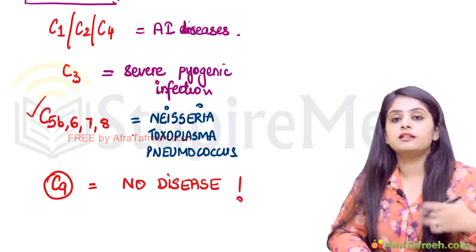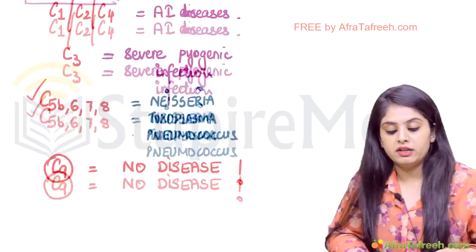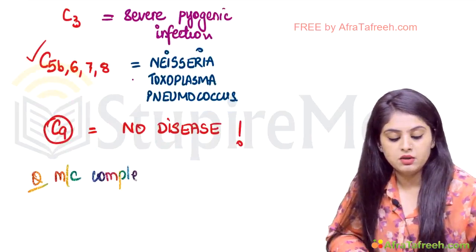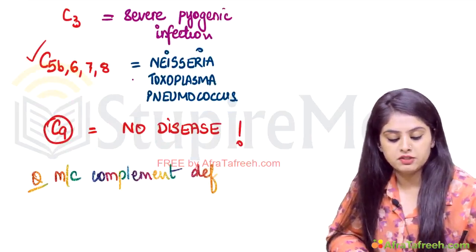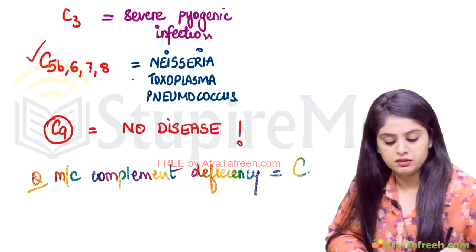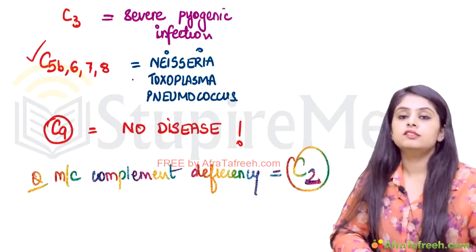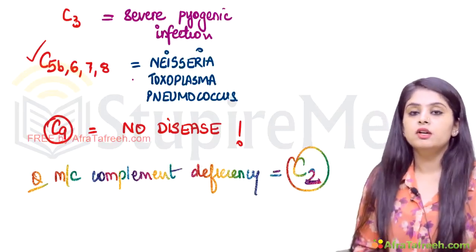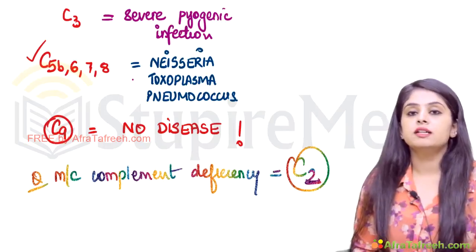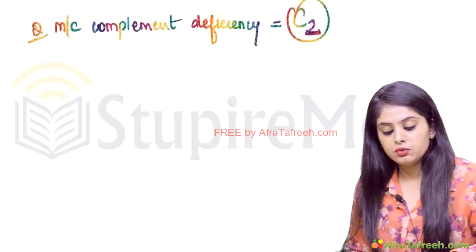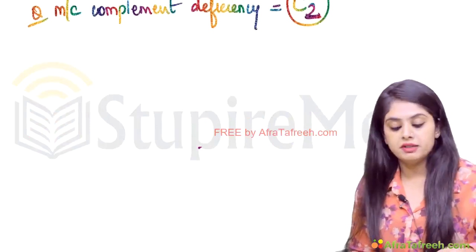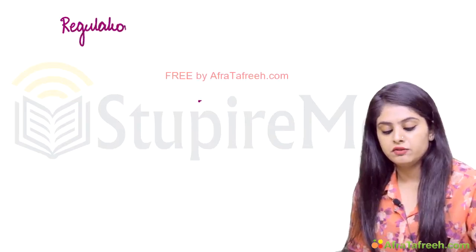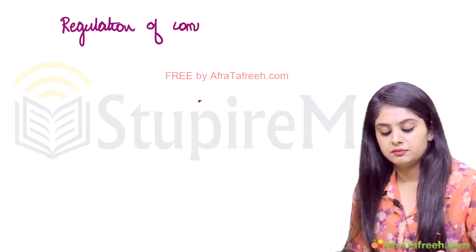are relatively higher. But overall, if you are asked which is the most common complement deficiency in humans, that is going to be C2. C2 deficiency is the most common complement deficiency seen in the human population. So this was about if the complement proteins are deficient. Now we are going to do the last subheading of the complement system, which is regulation. So, regulation of the complement system.